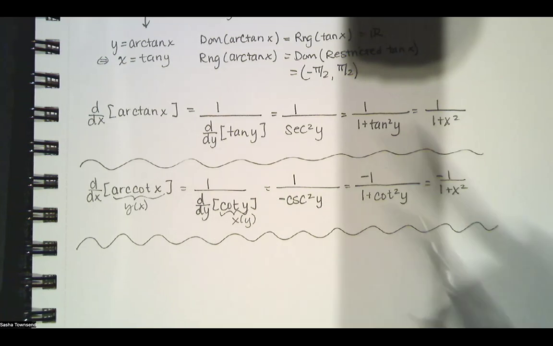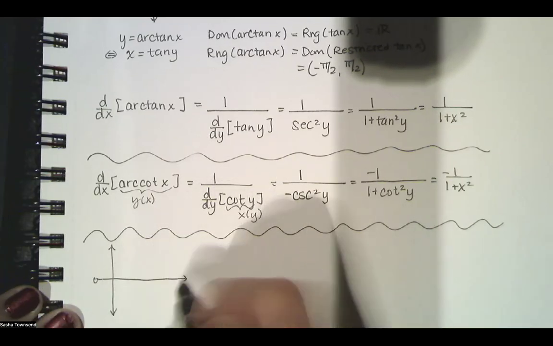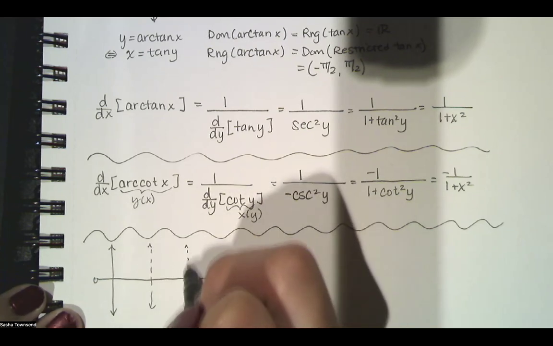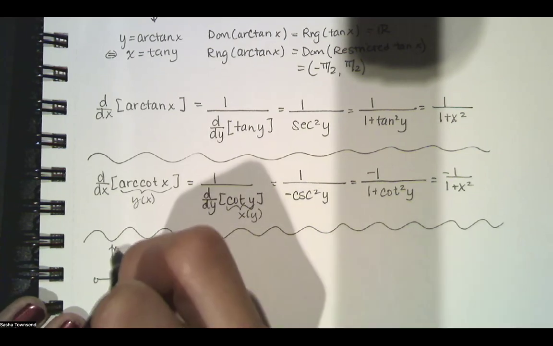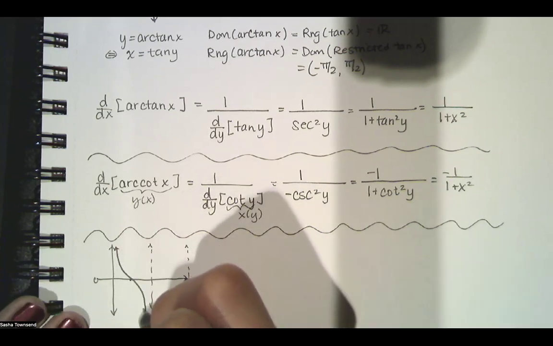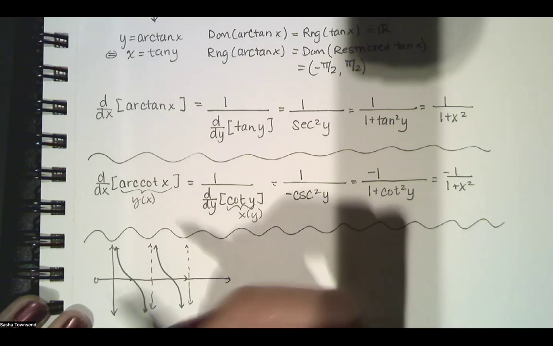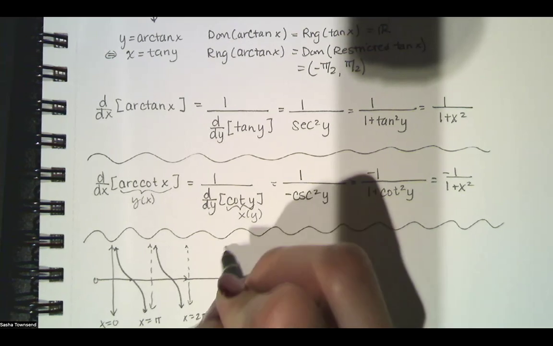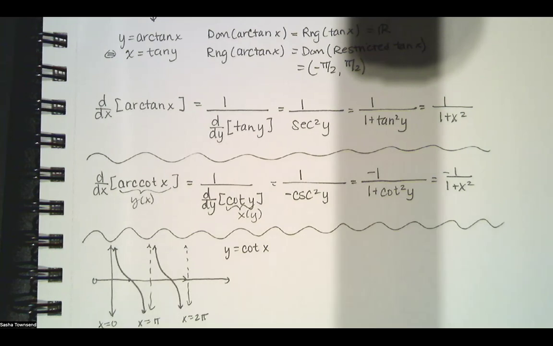You say, well, what is the restriction for cotangent? Well, that cotangent graph actually looks like this. It looks a lot like tangent, but instead of being increasing, it decreases. It has asymptotes at x equals 0, x equals pi, x equals 2 pi. It actually has asymptotes at all of the multiples of pi.